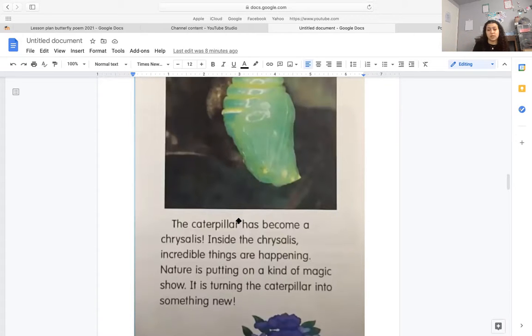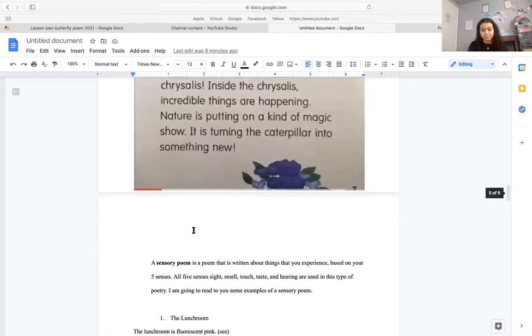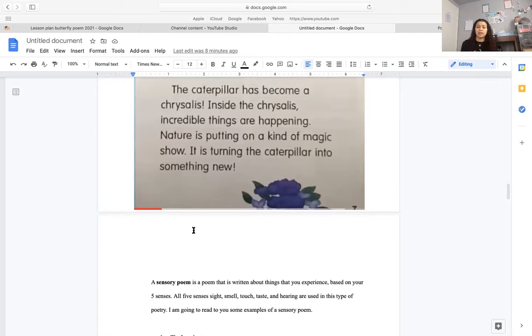That is 100% correct. So great job, everyone. Great job, boys and girls. Thank you for the participation. Those were our academic language words, and they're going to pop up again later today, but we got to review them and see them in our text, which was awesome. So next, I think we can now move on into our sensory poem part. As I said in the beginning, we are going to be writing sensory poems with the information that we've learned about butterflies.